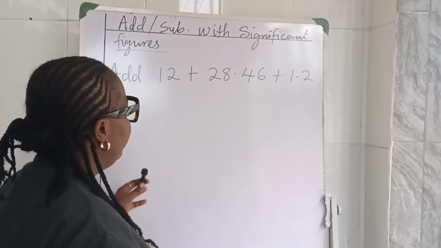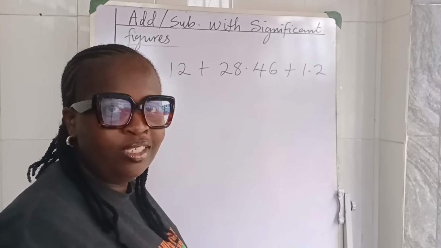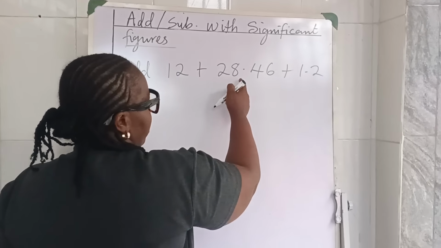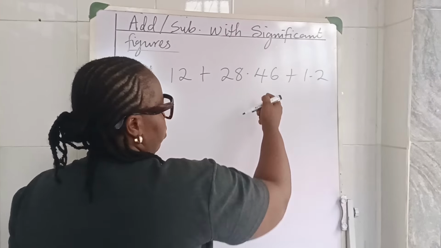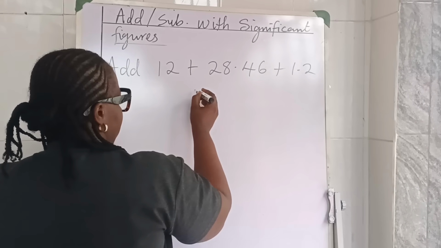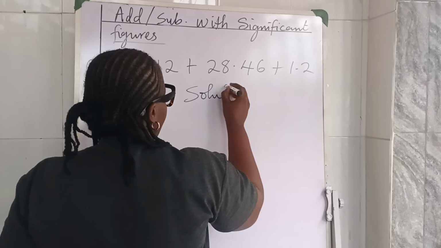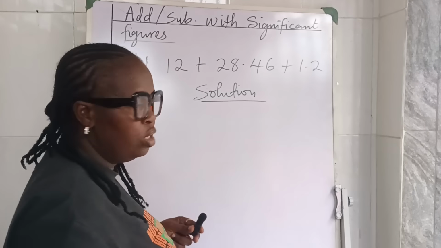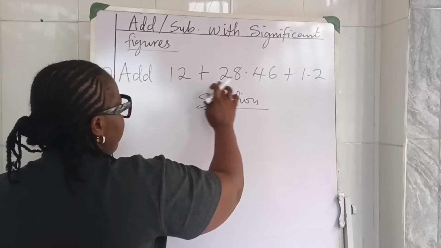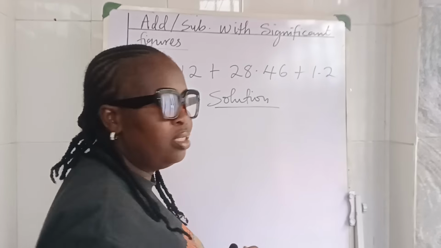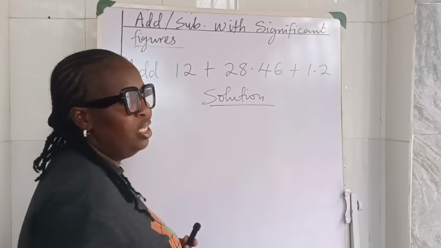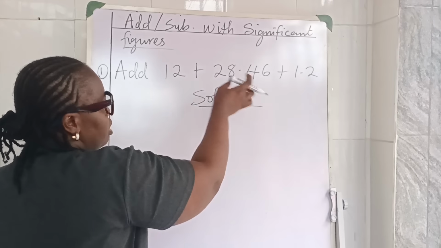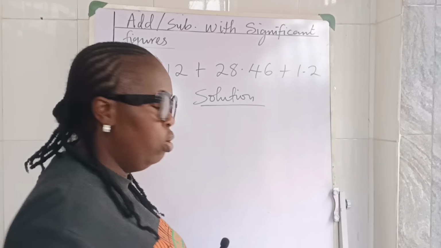Let's look at number 2. Now number 2 is adding 3 different numbers. We have 12, 28.46 plus 1.2. The same rule. Solution, let's work it out. But before then, where is our final answer going to stop? Is it going to stop with a decimal place? No, because we have a whole number. So automatically we are going to round off to a whole number.